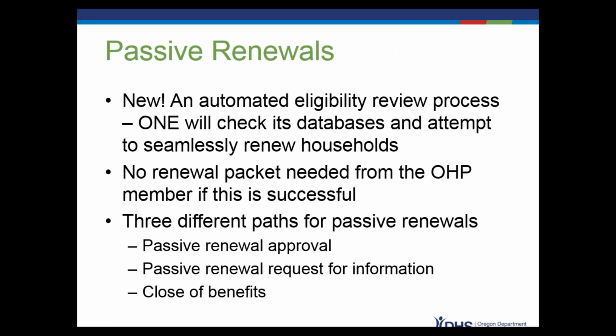Passive renewals are new, and they're that automated review process that I just touched upon. So ONE checks its databases, and it will attempt to renew these households seamlessly without worker intervention or without the clients having to interact with the system. No renewal packet will be needed if a passive renewal is successful. And there are three different paths that we're going to talk about: they may get a passive renewal approval, they may get a passive renewal request for information, and there is also a chance of a close of benefits. We'll go into all of these.